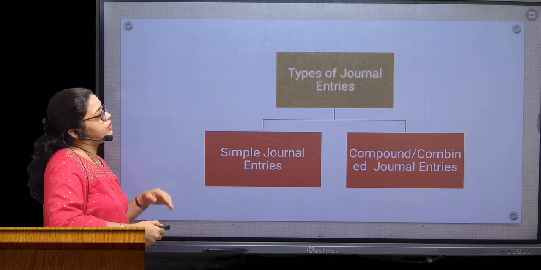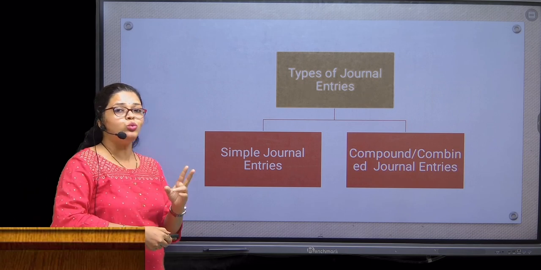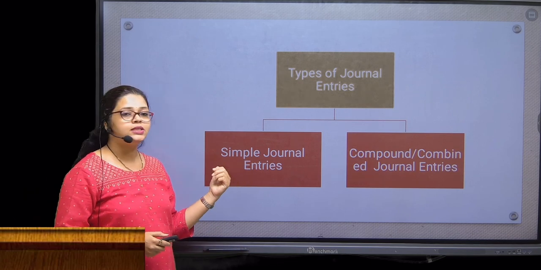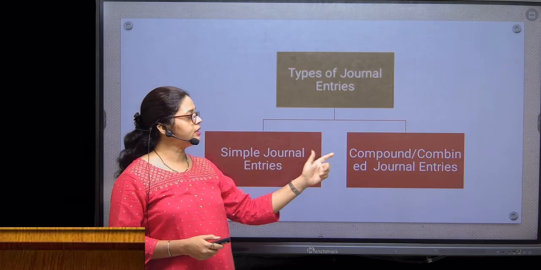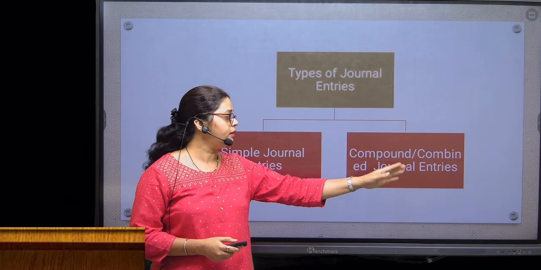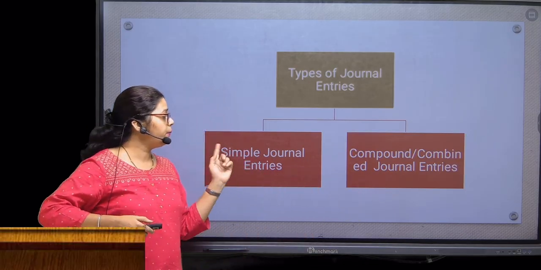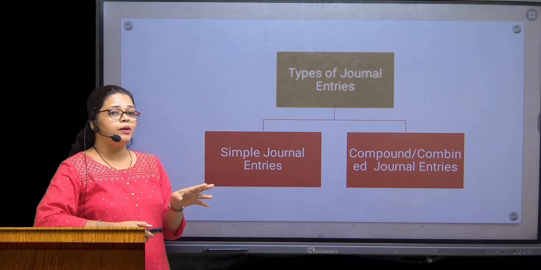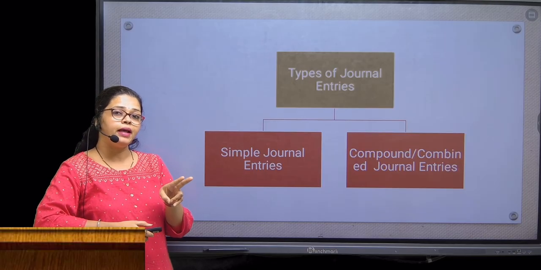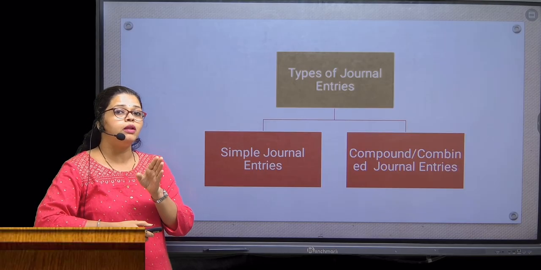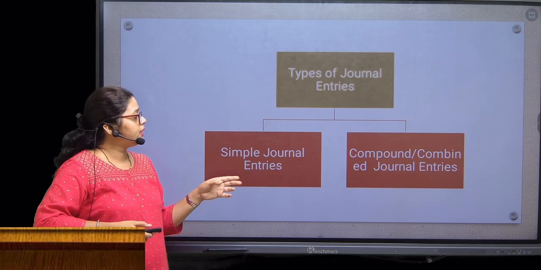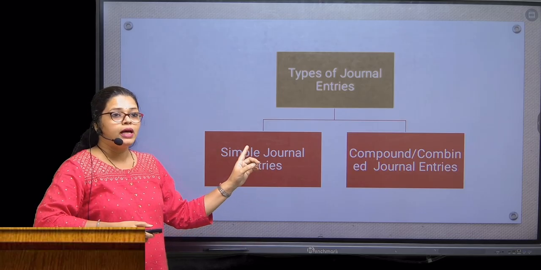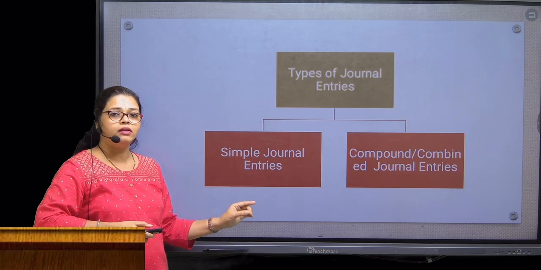Now let us see the types of journal. There are two types of journal. The first one is the simple journal entry and the second one is the compound, or we can say combined, journal entry. Under a simple journal entry, every debit entry has a corresponding similar credit entry. So one entry is debited, and with that same amount we credit the other transaction.